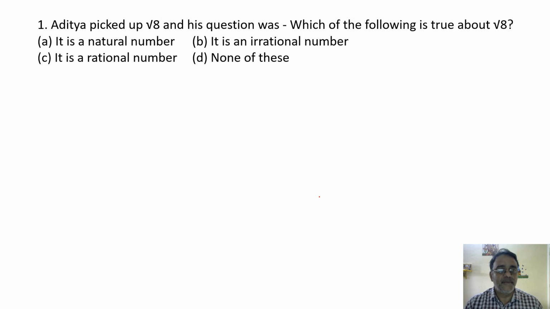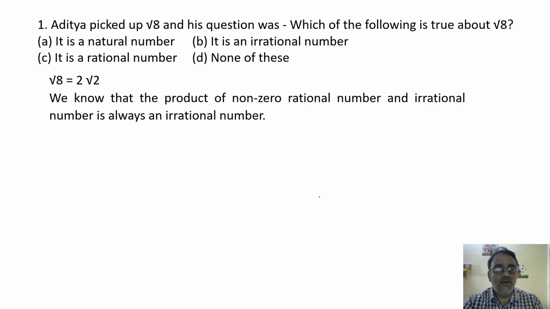Right. First question. Aditya picked up root 8 and his question was, which of the following is true about root 8? So root 8 is equal to 2 root 2. And we know that the product of a non-zero rational number and an irrational number is always an irrational number. So 2 root 2 is an irrational number, or we can say root 8 is an irrational number. So the correct option is Option B. Right. Next question.